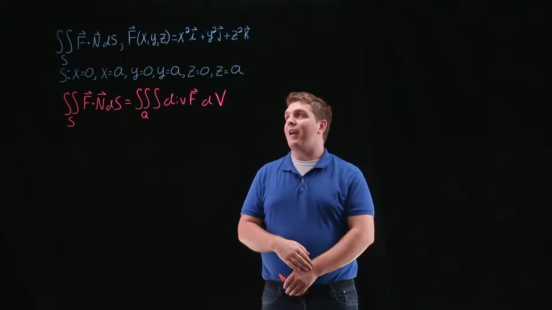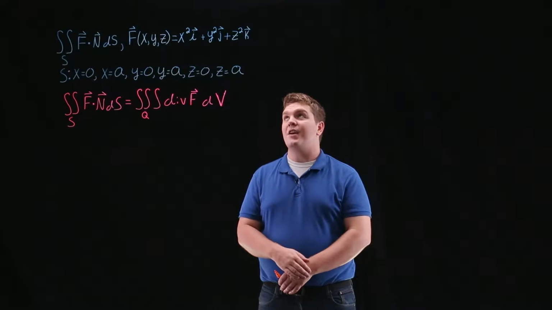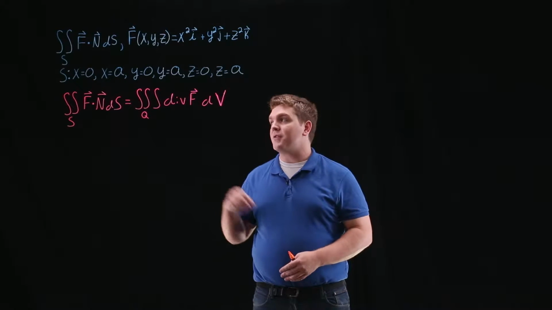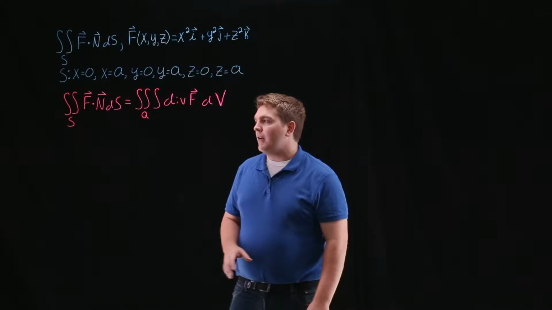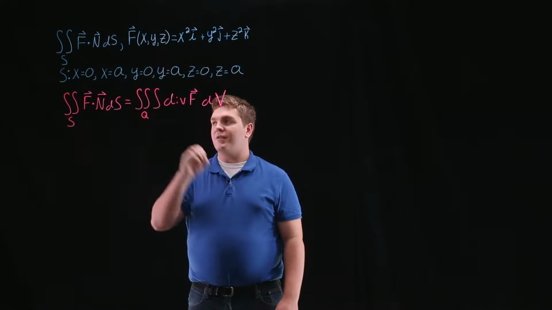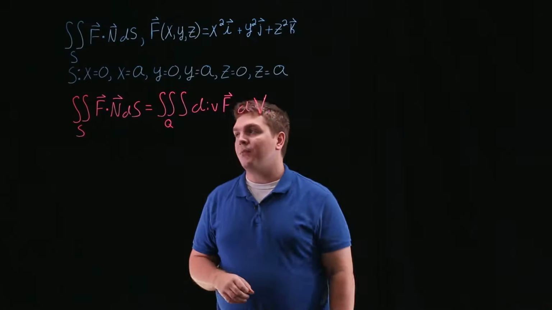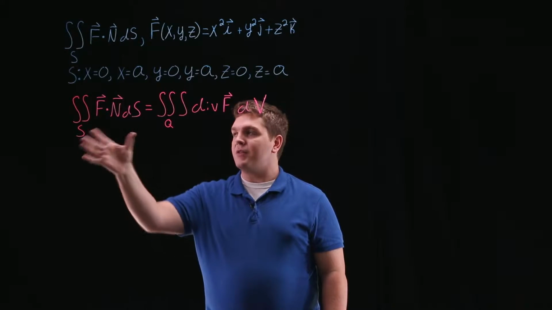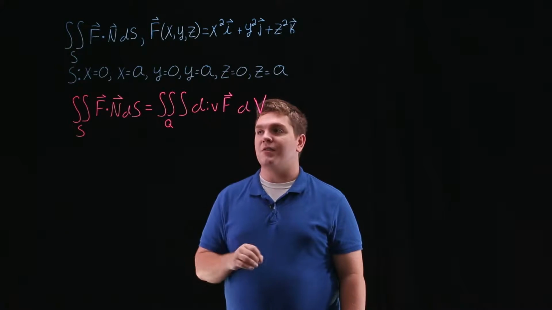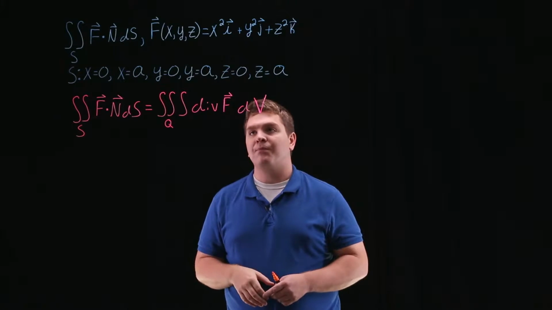For this problem, we're asked to use the divergence theorem to find the integral of the dot product of F with N, where F is given as x squared i plus y squared j plus z squared k, and then we're asked to find the outward flux of F through the surface given by S. In order to perform this integral, we want to use the divergence theorem. This is a consequence of the divergence theorem, which we're going to use. So instead of finding this surface integral, we're going to find the triple integral of the divergence of F over some solid Q, which comes from our surface S.